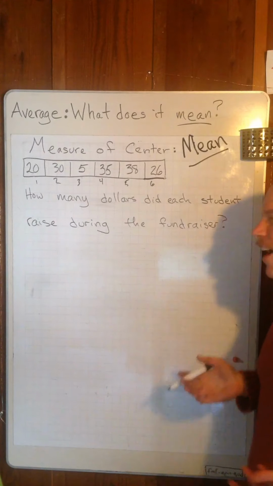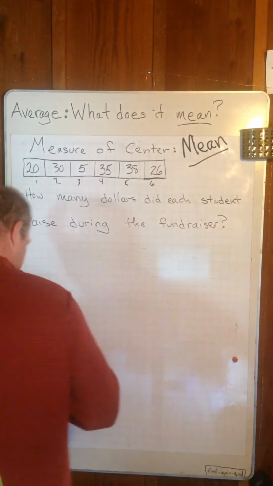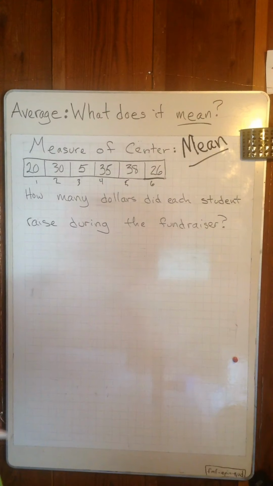But how do we find that? You may remember from 5th grade how to do this with just a couple of numbers. Now you're going to see that you can do it with any set of numbers. Here I have a statistical question. How many dollars did each student raise during the fundraiser?